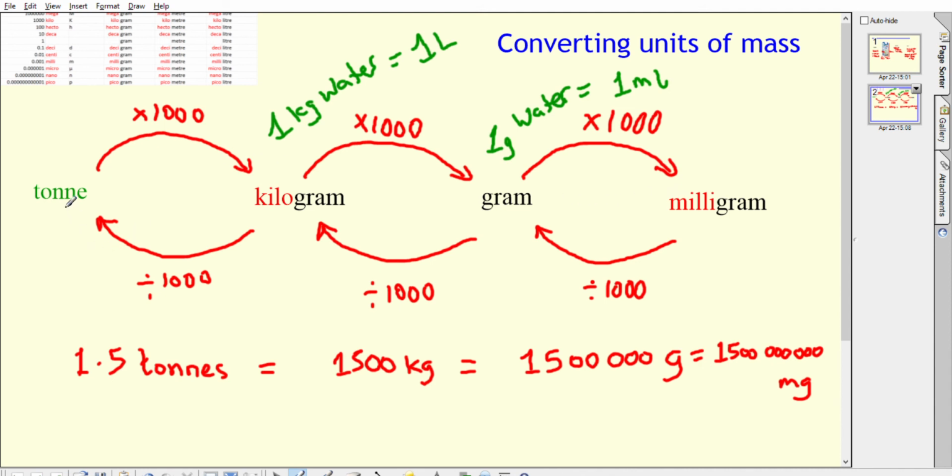So basically, to go from tons to kilograms, you times by 1,000. Kilograms to grams, you times by 1,000. Grams to milligrams, you times by 1,000. Going the other way, you divide by 1,000 each time. Okay, good luck with your exercises.